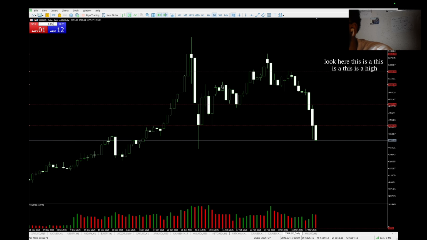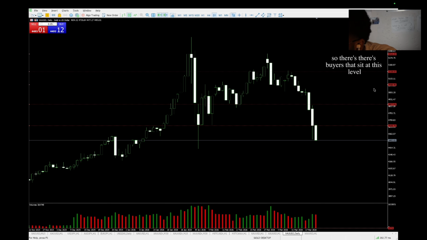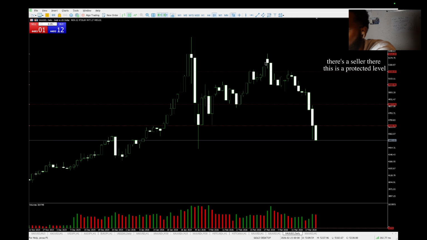Look here. This is a high. What was supposed to happen? Price should come up here and sellers should push it back down, but buyers pushed it up. You understand? So there's buyers that sit at this level. So price comes down again. This level is interesting. It's important because from this move up, why did it all of a sudden go down from there? There's a seller there.